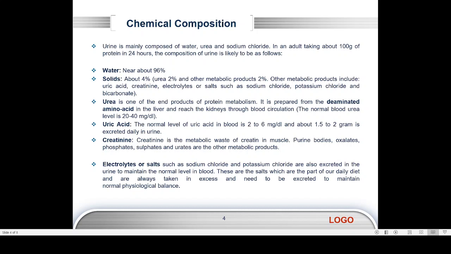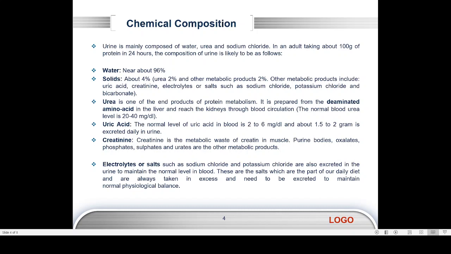Now, second is uric acid. Uric acid is also present in the urine. Normal uric acid in the blood is 2 to 6 milligram per 100 ml or deciliter, and about 1.5 to 2 gram is excreted daily in the urine. So the second substance that is prominent in the urine is uric acid. The most abundant substance is urea, followed by uric acid.